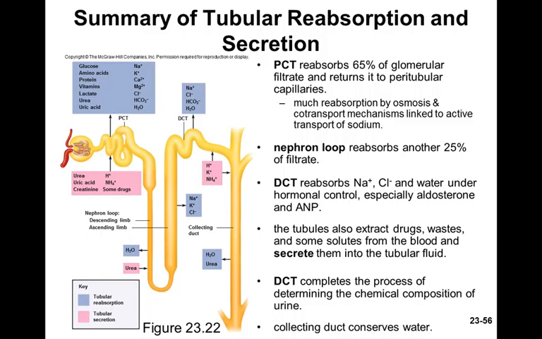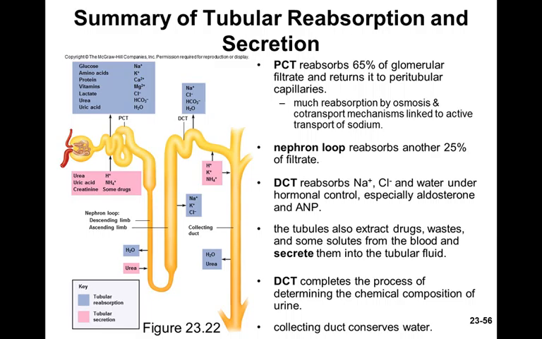So, just a summary of reabsorption and secretion. The PCT reabsorbs almost a third of the filtrate and returns it to the capillaries. A lot of that's linked to active transport of sodium. Remember, sodium's the big thing. Everybody follows sodium. The nephron loop reabsorbs another 25% of the filtrate. The DCT reabsorbs sodium, chloride, and water, mainly under hormonal control, especially aldosterone and ANP.